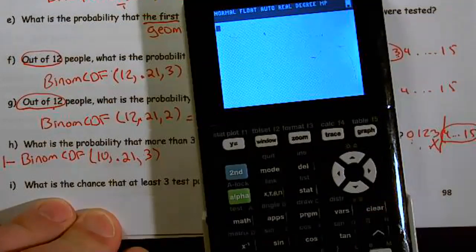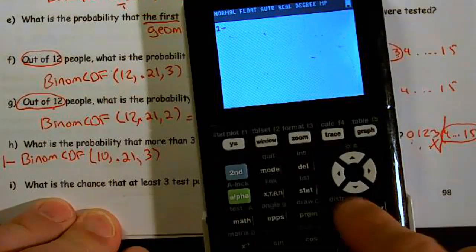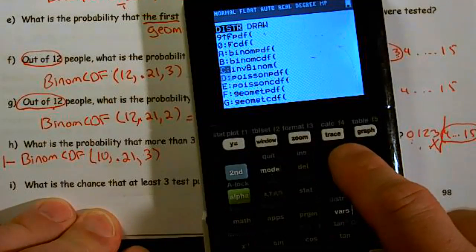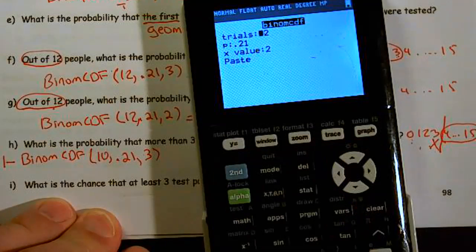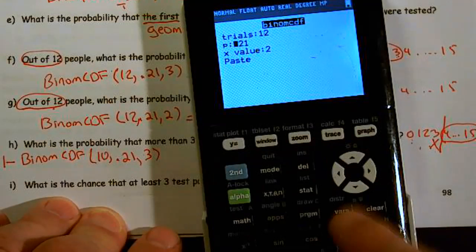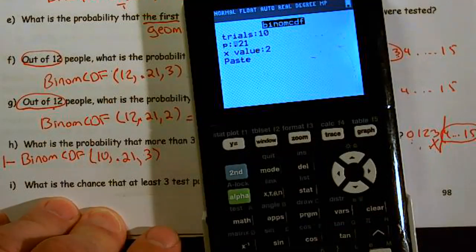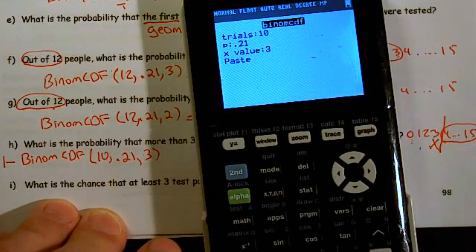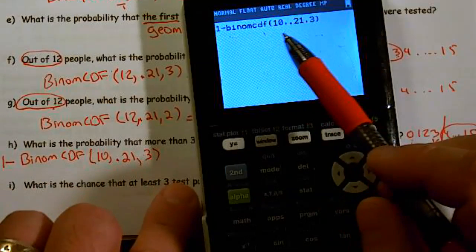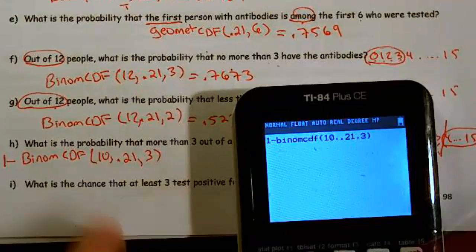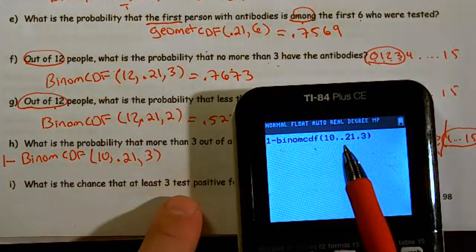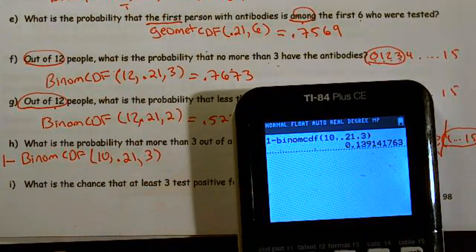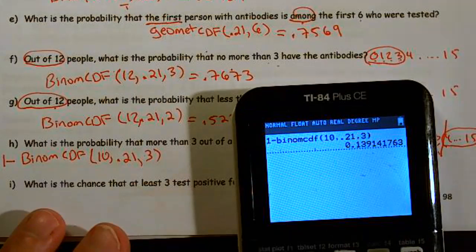So 1 minus second vars, binomial, CDF, trials, we said were 10. My probability, 0.21. My highest value that wasn't circled is a 3, so that's my X. And so I should have 1 minus binomial CDF. These two things should match right here, and they do. Press enter, and I get 0.1391.